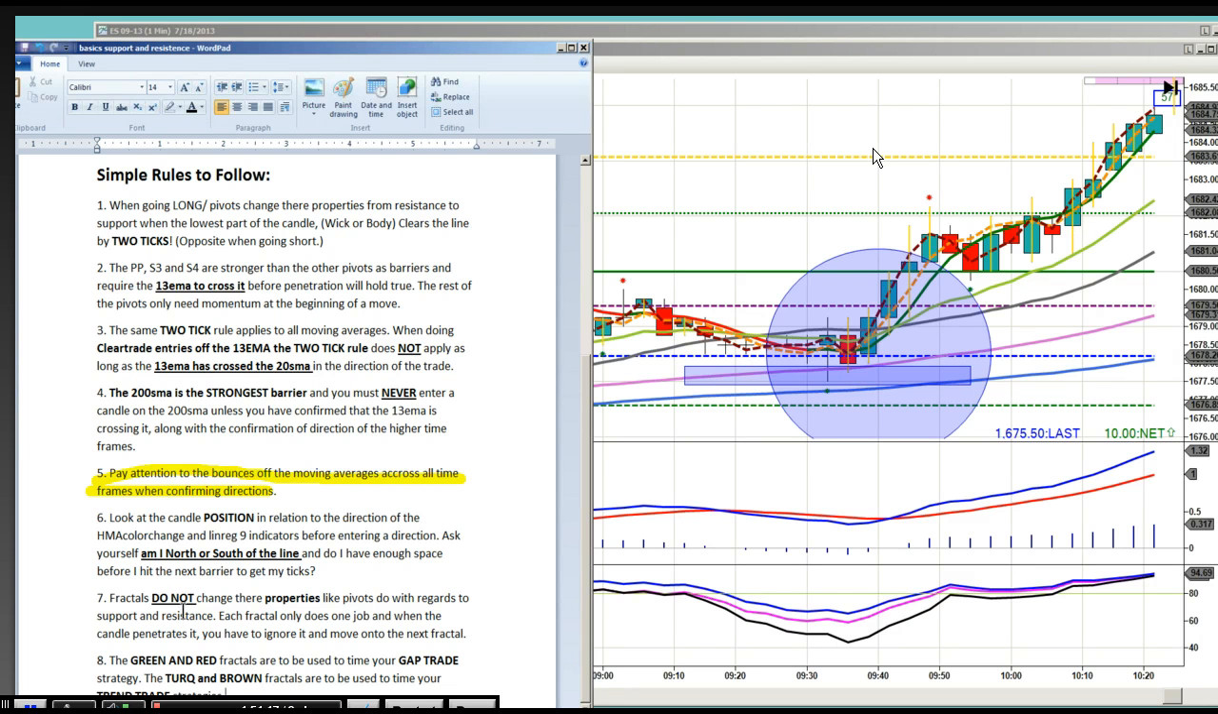Okay, and lastly here, fractals do not change their properties with regards to support and resistance. The green and the red, they always have the same jobs. So the green and the red you use for your gap trade, and the turquoise and the brown you use for your trend trade.